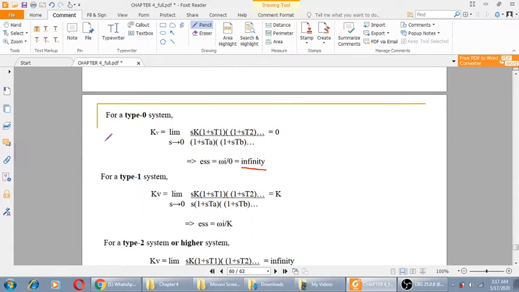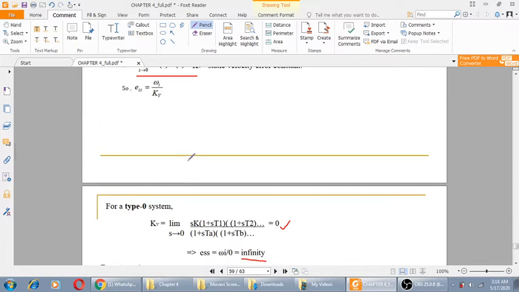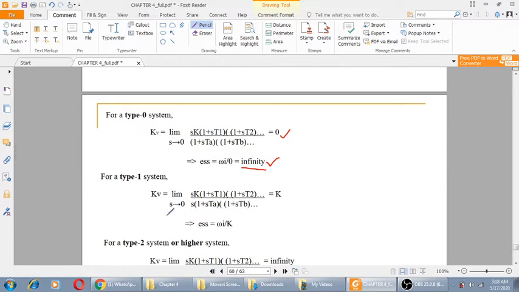For a type 0 system, K_v equals the limit as s tends to 0 of this part. This is the standard equation for type 0. If you replace the value of s with 0 in this limit, then you are getting 0. That means K_v is 0. If K_v equals 0, then e_ss will be omega_i divided by 0. It will become infinity.